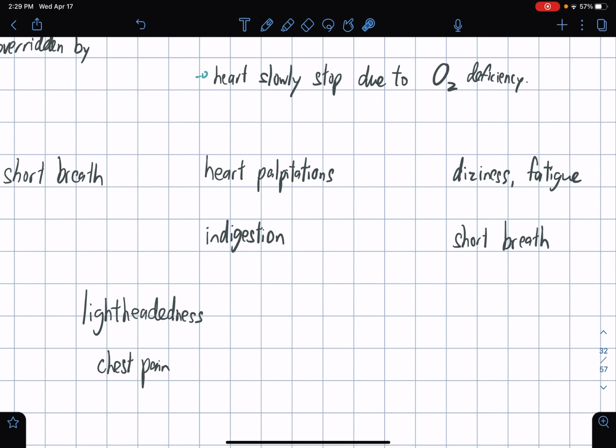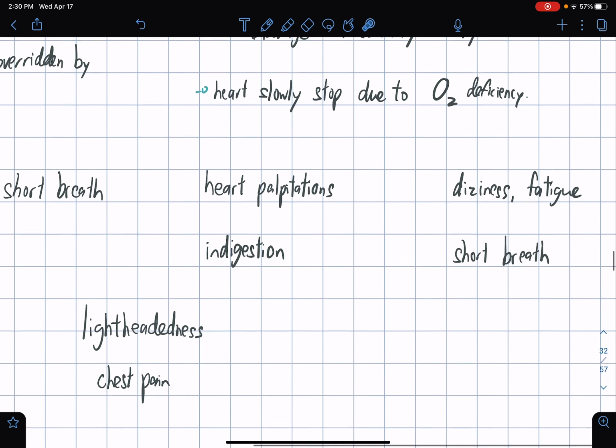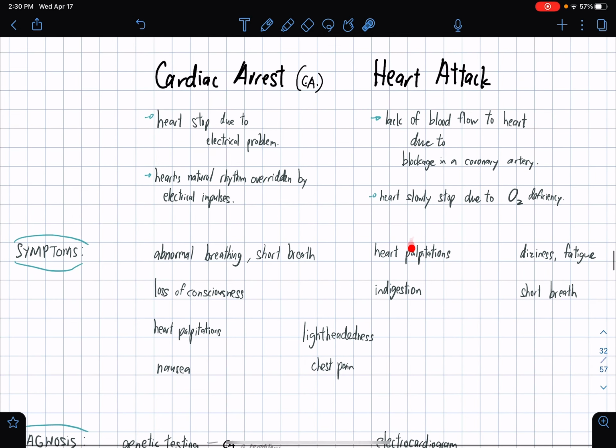You are sufficient in other needs such as glucose and ions, but yeah, you need oxygen in order to function. And that's the reason why breathing is an involuntary action. It happens every time, so you don't have to do anything. Normally, you breathe. You inhale and exhale. Unless you intentionally keep yourself from respirating. So yeah, symptoms for heart attack: heart palpitations, indigestion, dizziness and fatigue, and short breath.